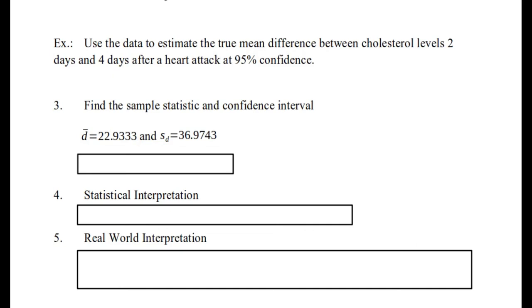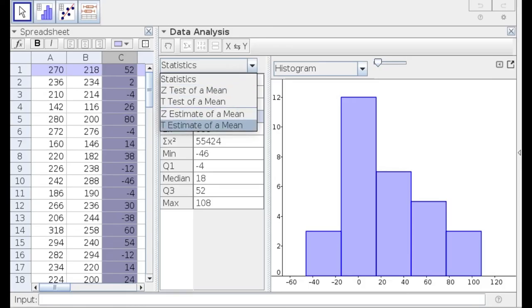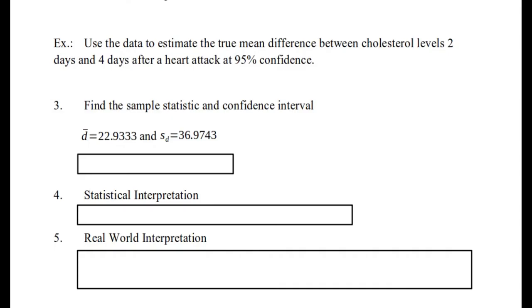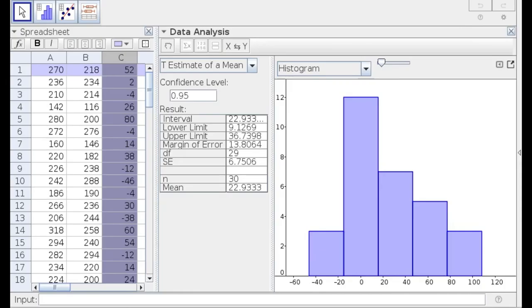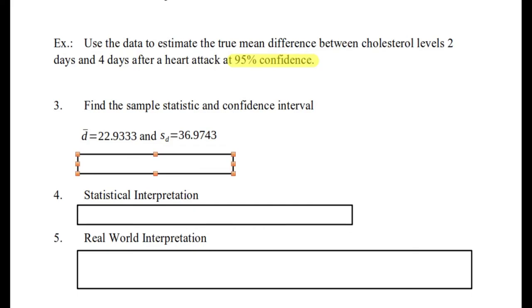We can enter those. Now let's go back to GeoGebra and get an estimate of the mean using the t-estimate of a mean. We're interested in the 95% level of confidence, so let's make sure that's correct. And now we have our interval. Here's our interval as the point estimate plus or minus the margin of error. Here's our lower limit and our upper limit. So we'll enter that, stating the confidence interval. Now those numbers are positive, which means that the amount of cholesterol did indeed go down.